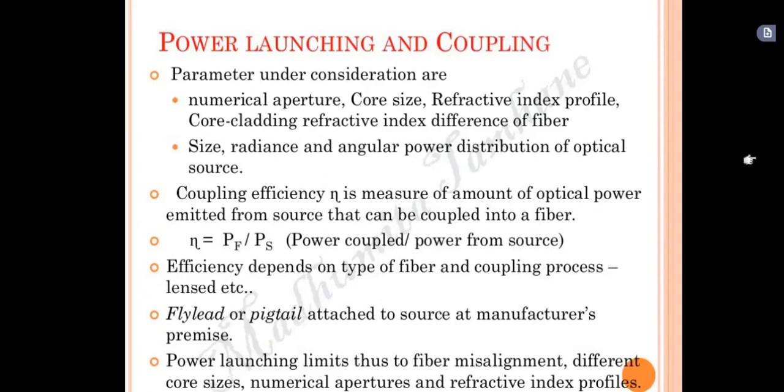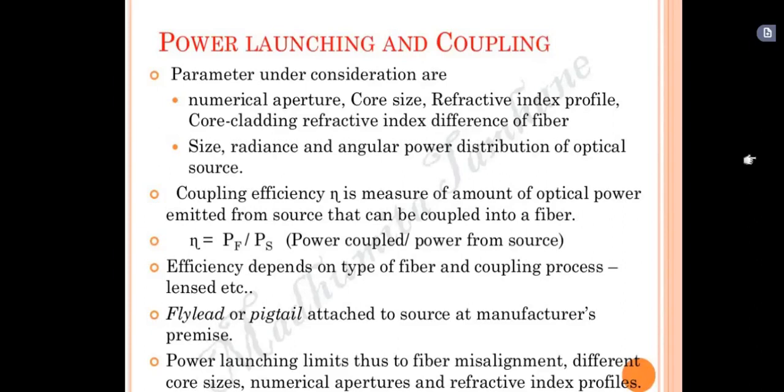Similarly, next we have power launching and coupling. So basically, what does power launching mean, students? What is the meaning of power actually? We need two kinds of power: one is the input power and another is the output power. Optical power, the input we are giving in the form of supply. So here we are seeing the power launching and the coupling.